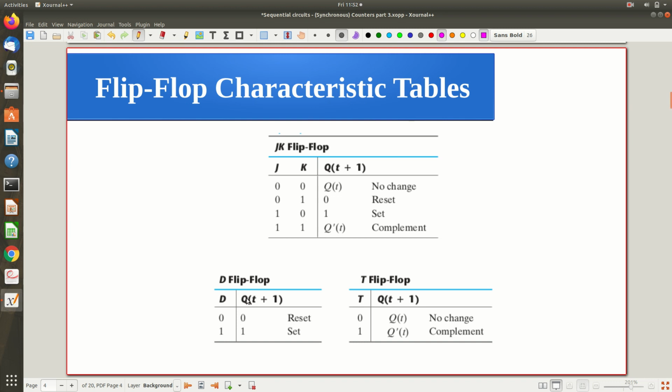Similarly, the D flip flop has only reset and set modes. If the input is 0, it will reset, that is the output is also 0. If the D input is 1, it will set. That's all. The T flip flop again has only two inputs, 0 or 1: 0 for no change and 1 for complement. And you know these things clearly, right?